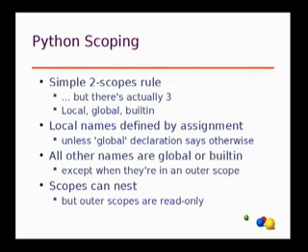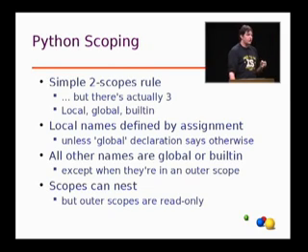So scopes, also related to namespaces. Python has a very simple two-scope rule, which is actually three scopes. Names are either local or they are global or built-in. Local means it exists in the current function or class or module, but it doesn't exist outside. Global means it exists in the current module. It doesn't mean it exists everywhere, just in the current module. And built-in is a special namespace that is used by built-in functions that you can actually modify. It's just a special module that you can modify yourself if you want to.